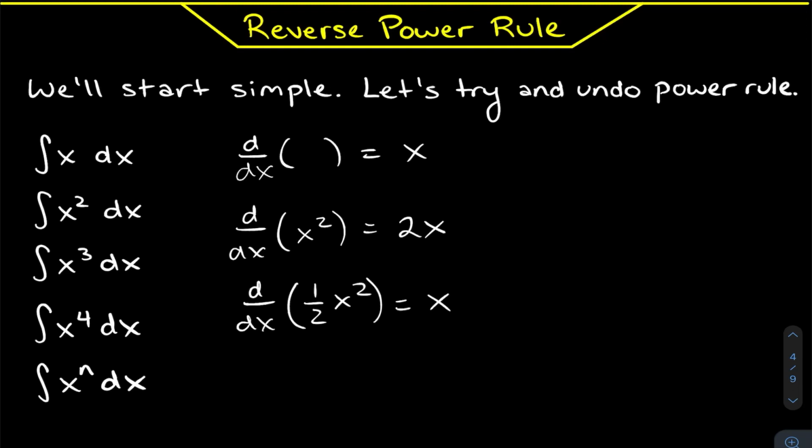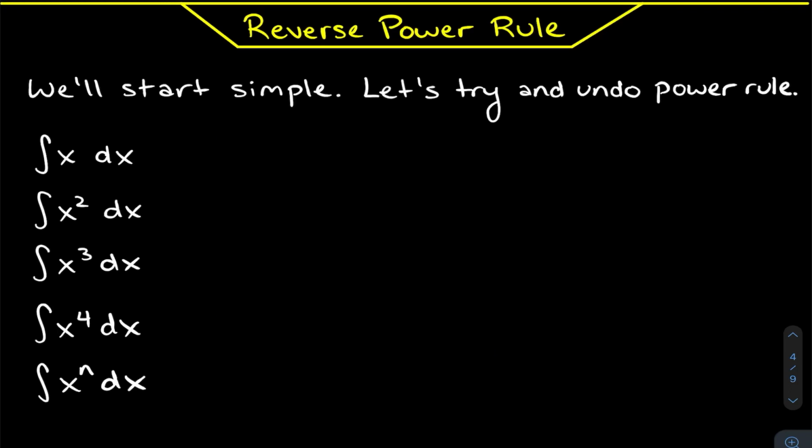And now we just get x, right? That 2 comes out front, it cancels out with the 2 in the denominator, and you're left with x. And so what we say here is this integral is equal to 1/2 x squared plus c. Why am I putting a plus c here?